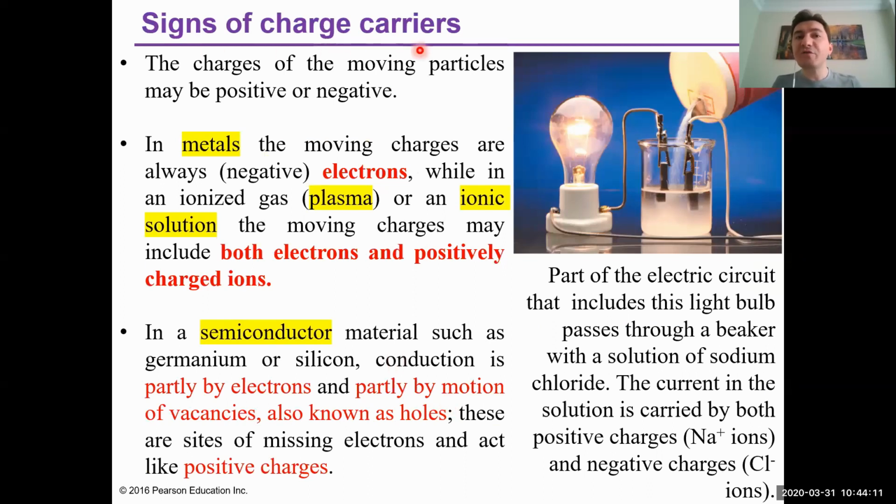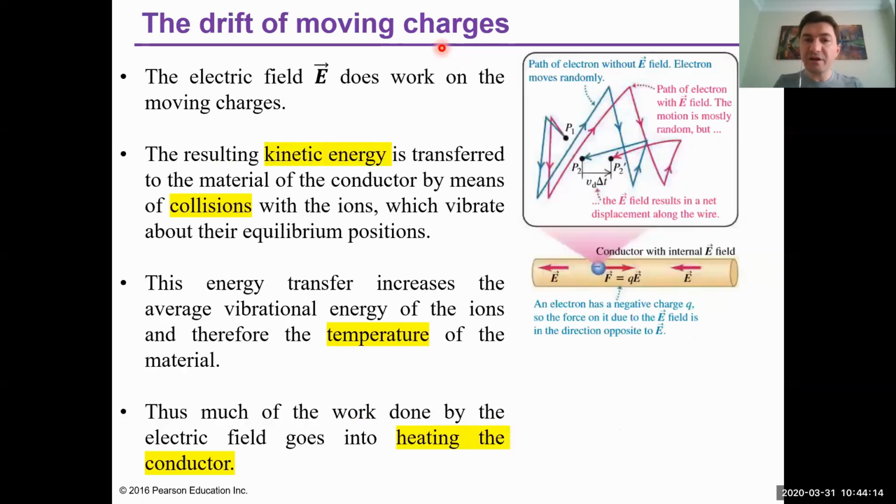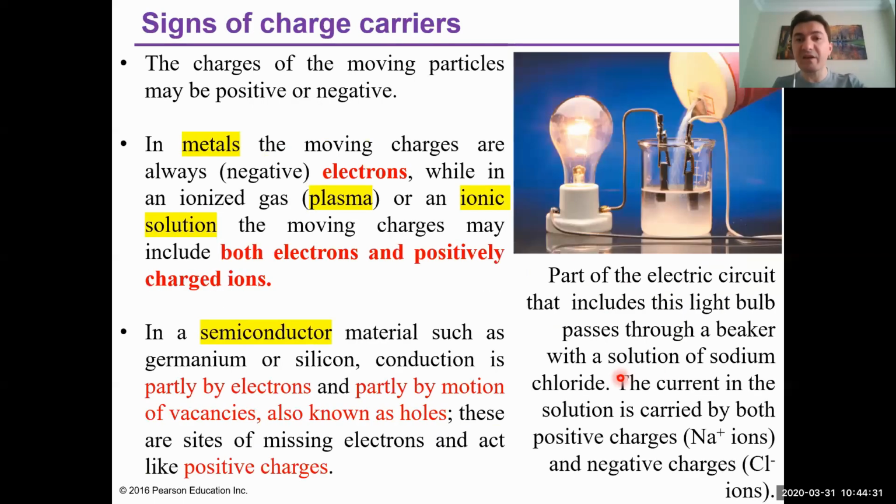So, signs of the charge carriers. Here we have seen that within a conductor the charges are electrons, but this is not always the case. Sometimes, under some conditions, we have different charge carriers. So the sign of the charge carriers is very important. The charges of the moving particles may be positive or negative depending on the material.